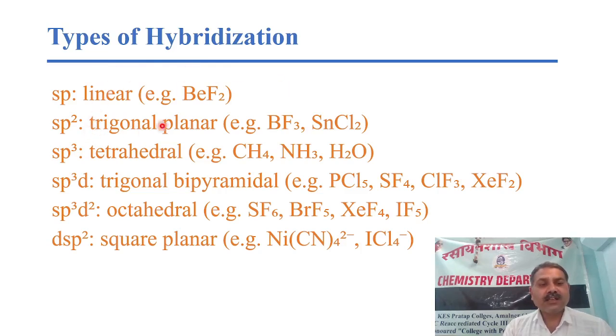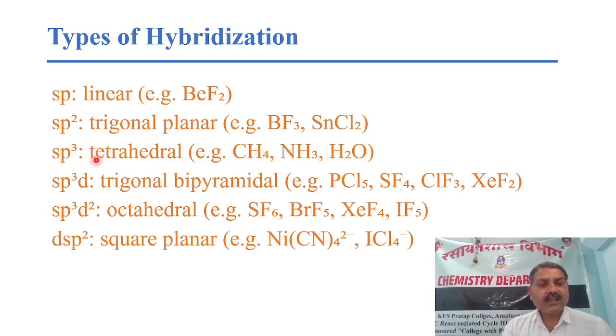In sp2 hybridization, the geometry formed is trigonal planar, in which the three hybrid orbitals occupy the corners of the trigonal planar triangle, and they are 120° apart from one another. For example, the BF3 molecule and SnCl2 molecule have sp2 hybridization.